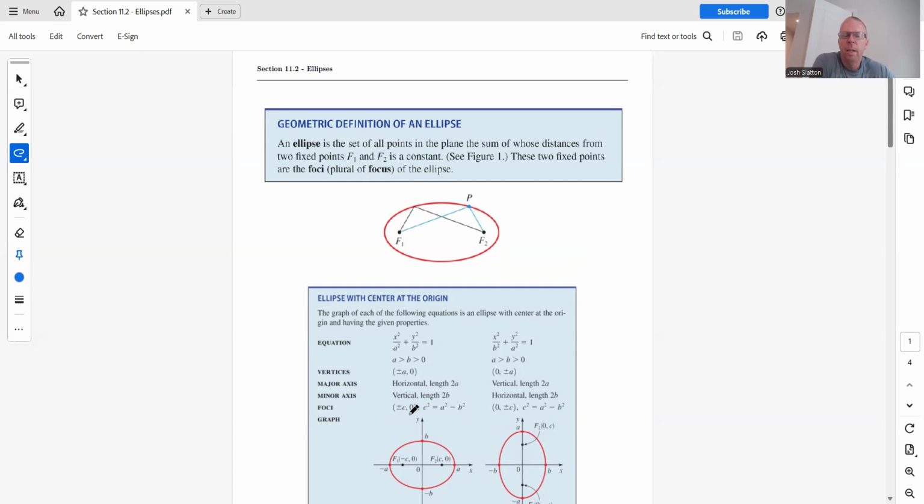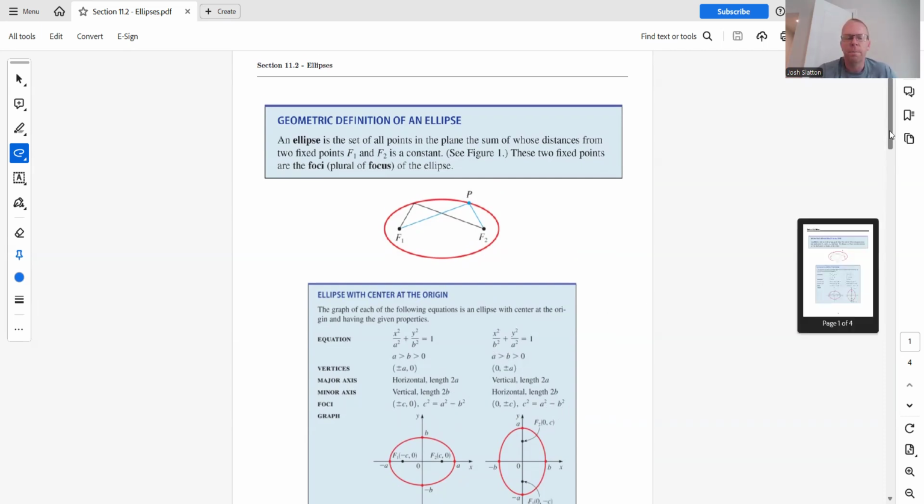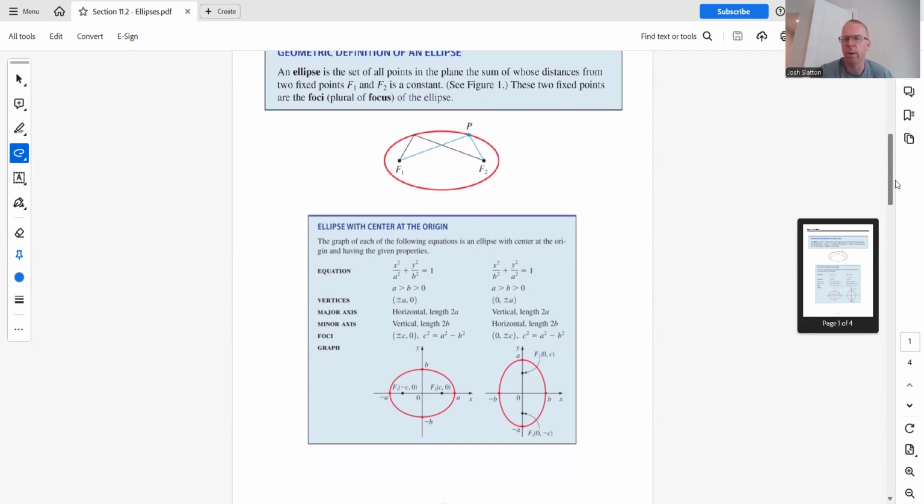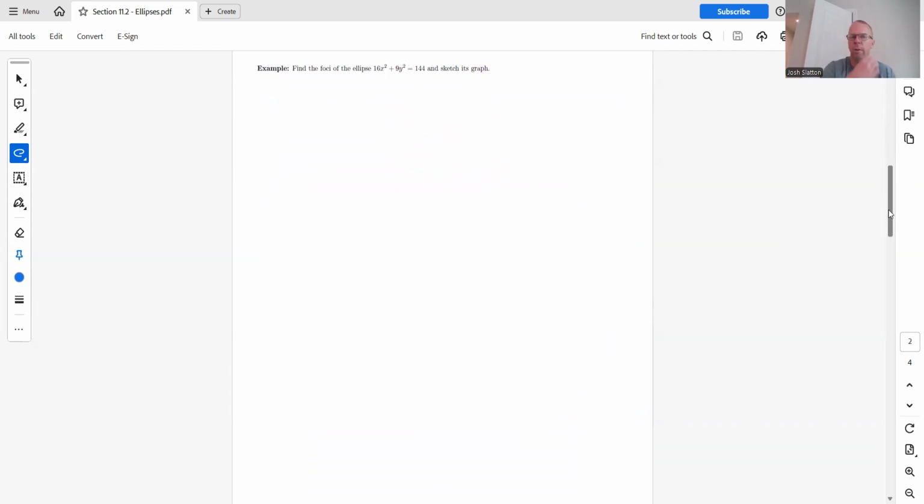And then the focal points, in this case, are plus or minus c on the x-axis, and c squared equals a squared minus b squared. And then, of course, if we're going the other direction, looking vertically, then everything is just kind of flipped, but c squared is still a squared minus b squared. So a is always going to be considered the bigger number. And whatever variable, x or y, that a is under tells you which direction we're stretching this thing. And of course, in this section, we're always centered at the origin. We'll look probably in a later section at some that are not, and they're shifted, but for now, we're always centered at the origin.